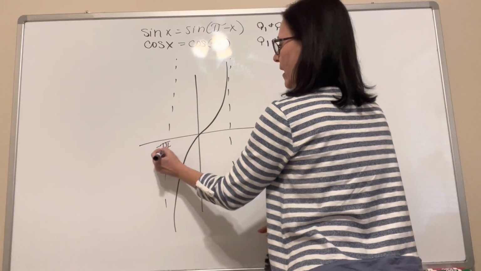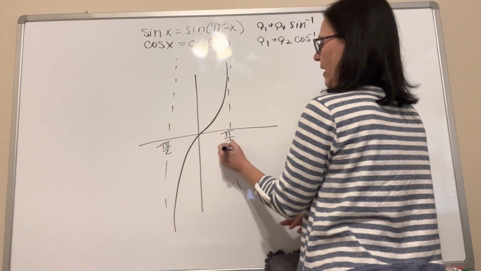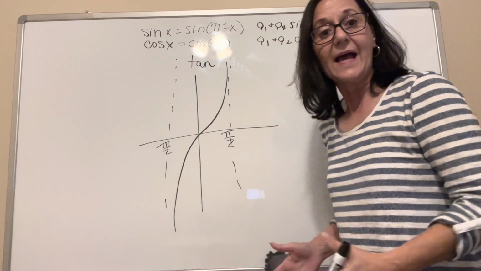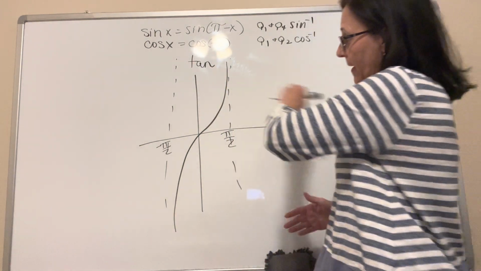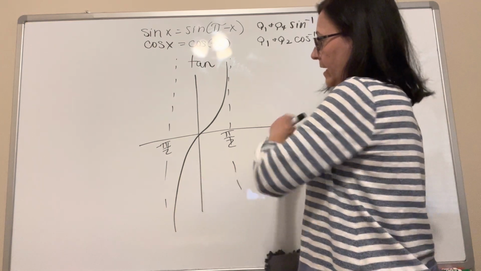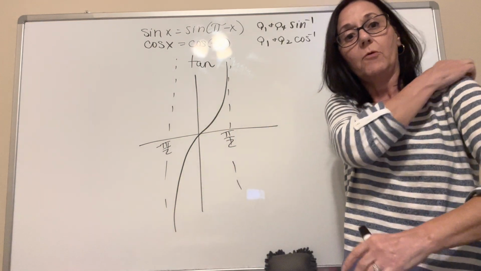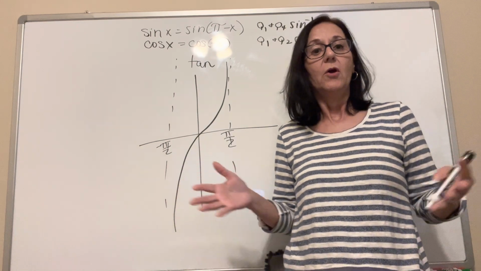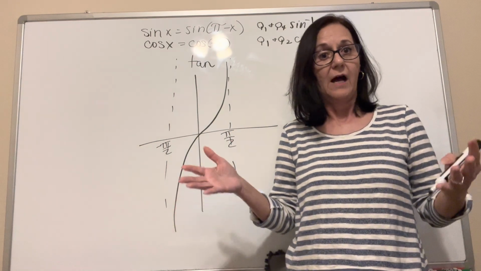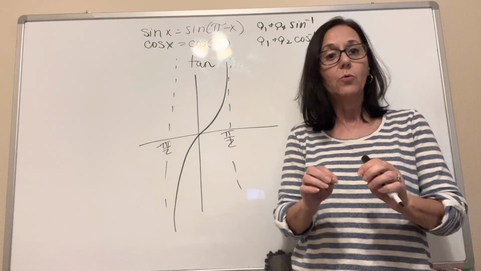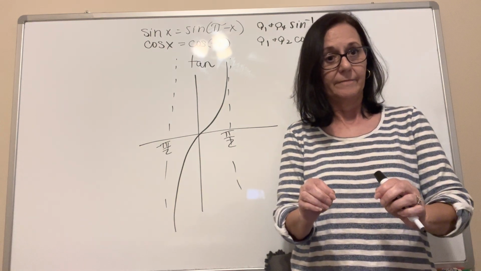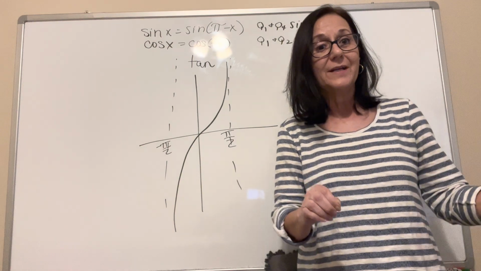So at negative pi over 2 and at positive pi over 2, there are the asymptotes, so that this passes the horizontal line test. One cycle passes the horizontal line test. So we don't have to limit the domain when we take the inverse of the tan. There's always only going to be one solution for the tan, and its cycle is going to be 2 pi.